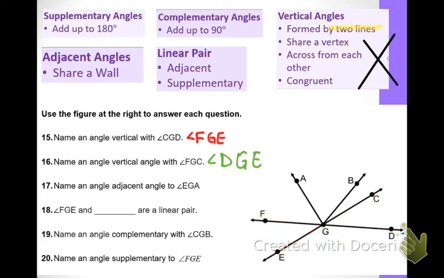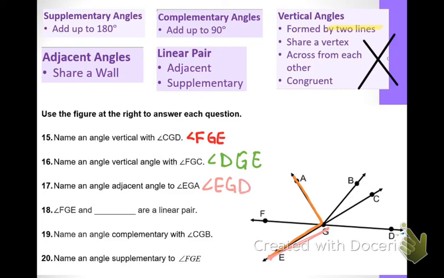This next one has a lot of answers. It says name an angle adjacent with EGA. So adjacent just means they share a wall. So let's name angles that share a wall with this one. We could say EGD.